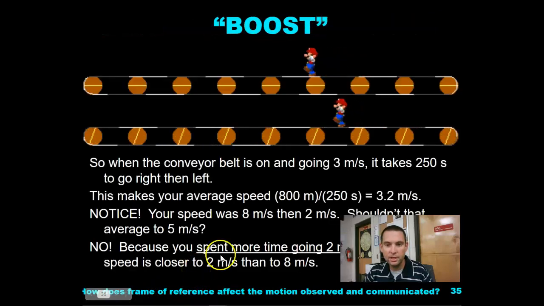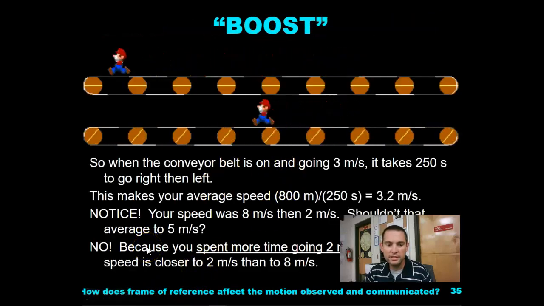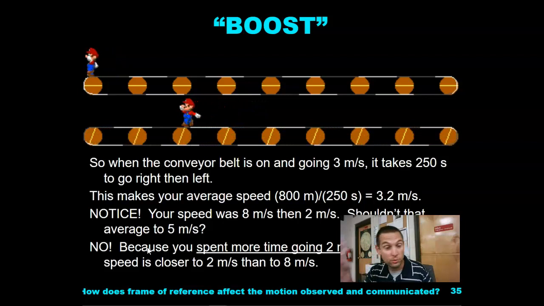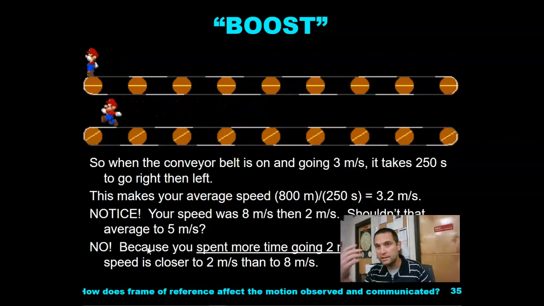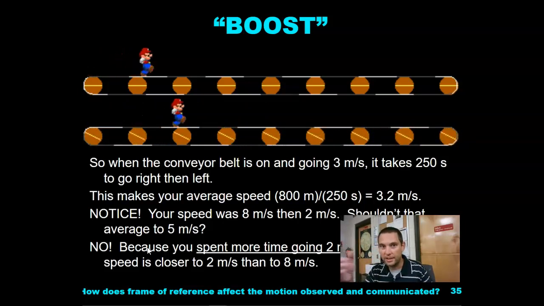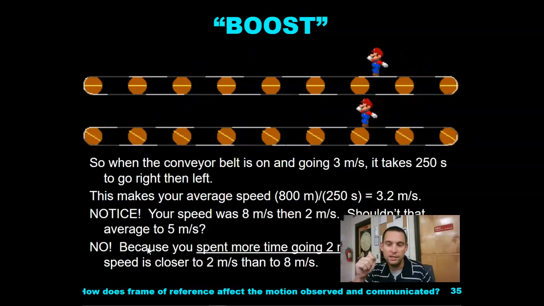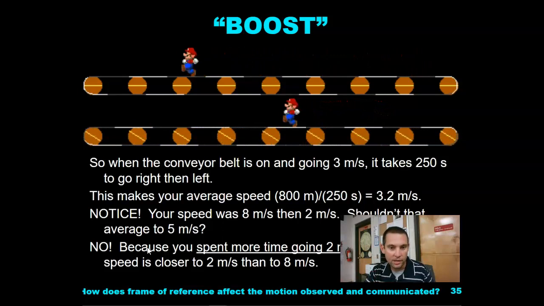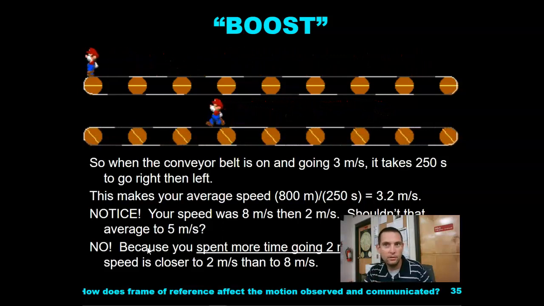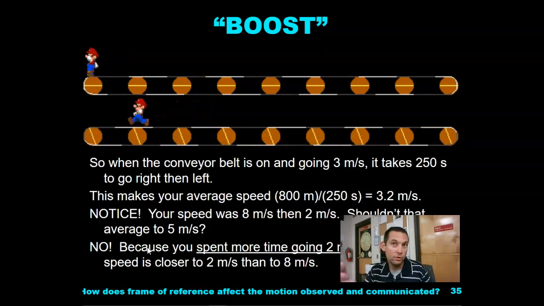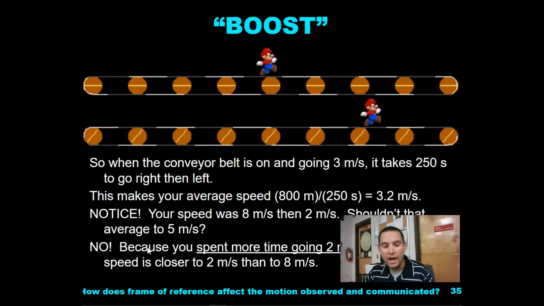Other examples of boost. This is how races are won. For swimming races, for example, it's not the person who's moving the fastest at any given point. It's the person who has the greater average speed. So if you are super fast off the blocks and you are slow to come back, then you're going to lose the race because you have to have the highest average speed.